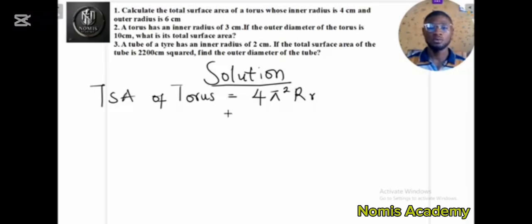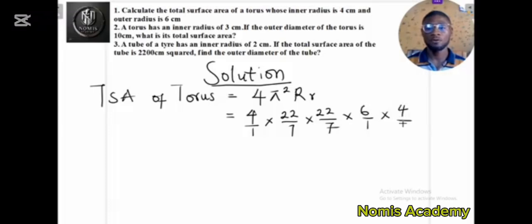So we already know our given parameters in the question, so let us begin to input the values. 4/1, we know pi is 22/7, so in two places we are going to multiply by 22/7 and 22/7. It has been said that the outer radius is 6 cm, so multiply by 6/1, and the inner radius is 4 cm, multiply by 4/1. So here I have 4 multiplied by 22 multiplied by 22 multiplied by 6 multiplied by 4. So let's go into it.